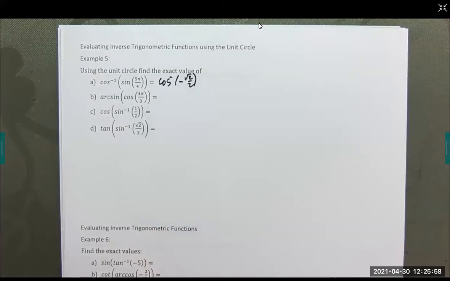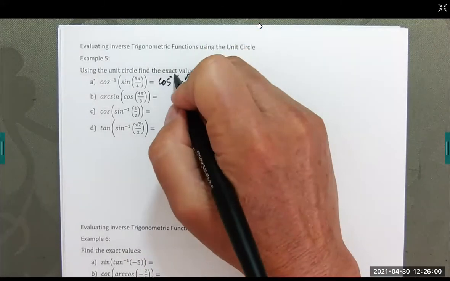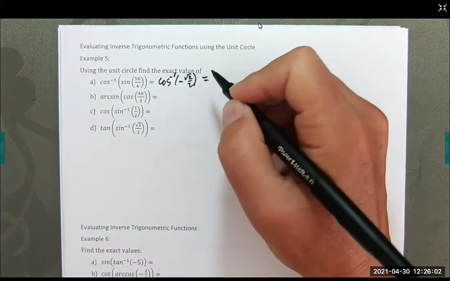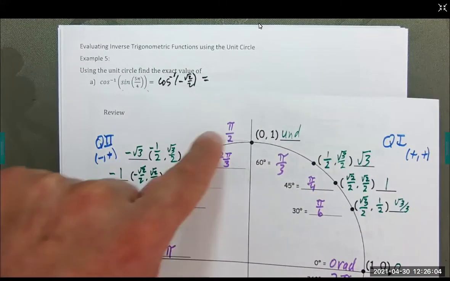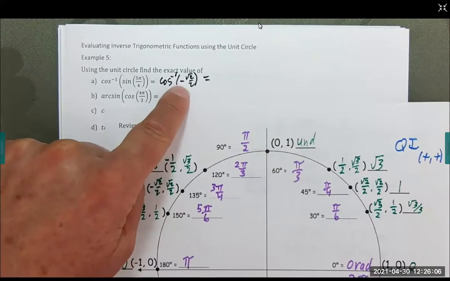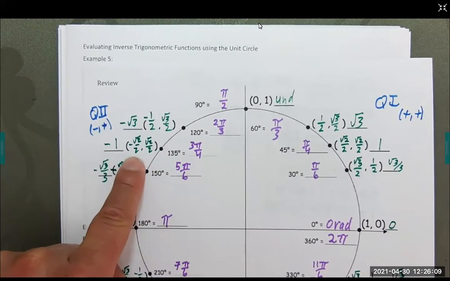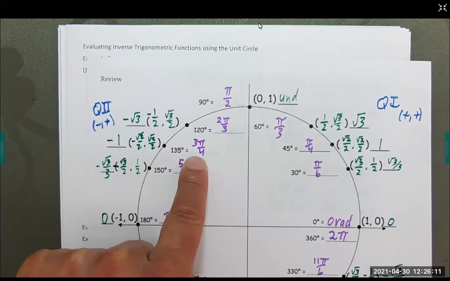Now, inverse cosine is negative in quadrant 3. So I need negative root 2 over 2 for quadrant 3. That's going to be 3 pi over 4.